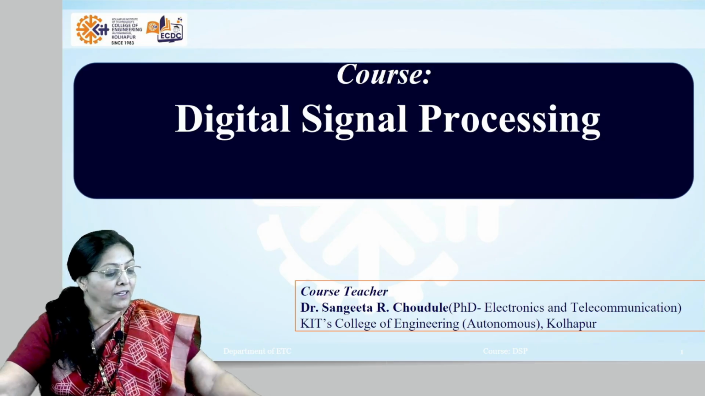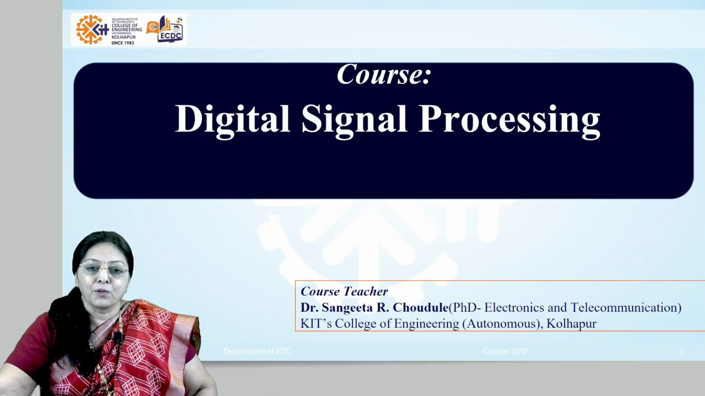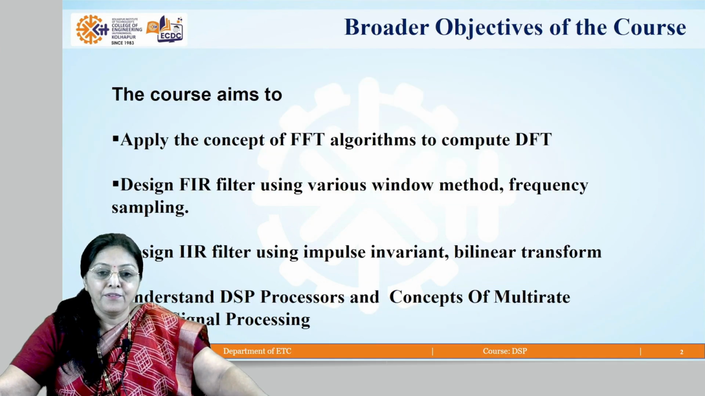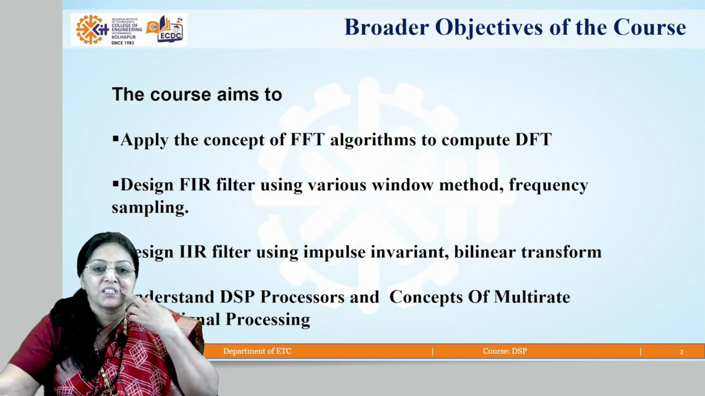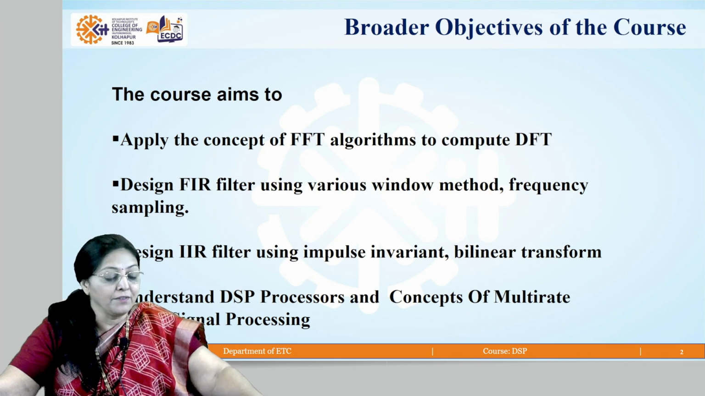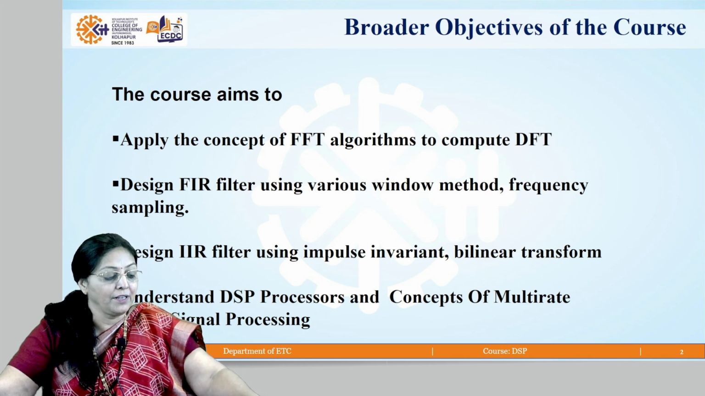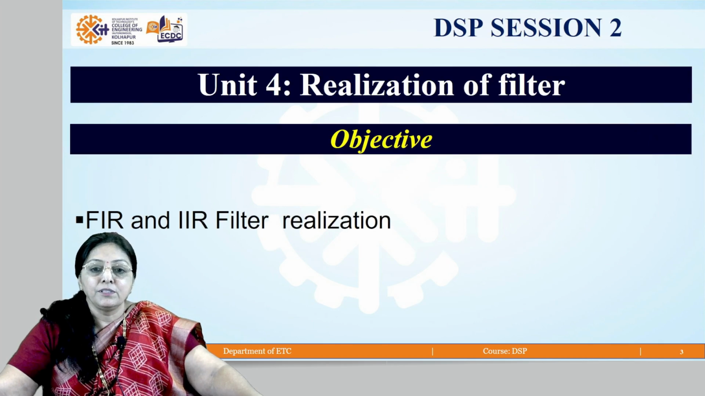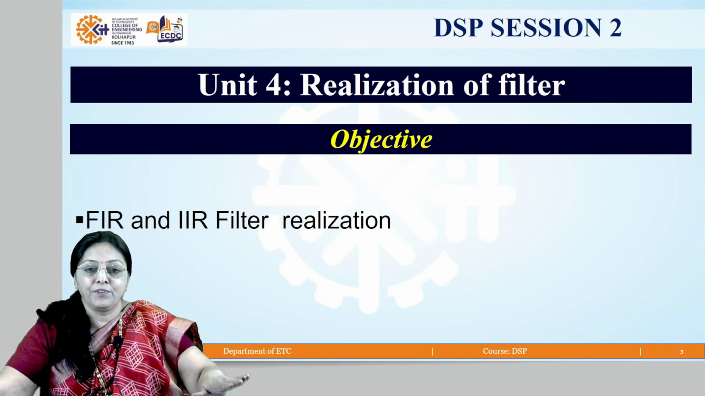Hello students, good morning. So we are going to discuss the course Digital Signal Processing, unit number 4, on the realization of filters. These are the course objectives: DFT, FFT calculation, then FIR filter design, IIR filter design, the realization of FIR and IIR filters, DSP processors and multi-rate digital signal processing. Now this is session number 2 for the realization of a filter.